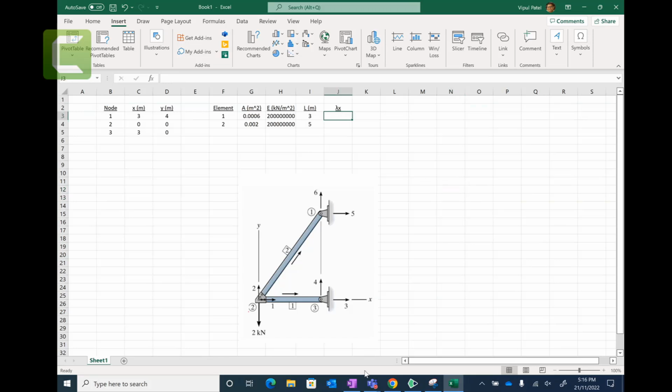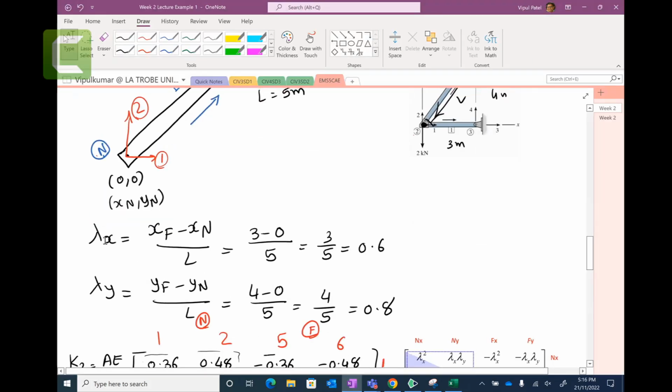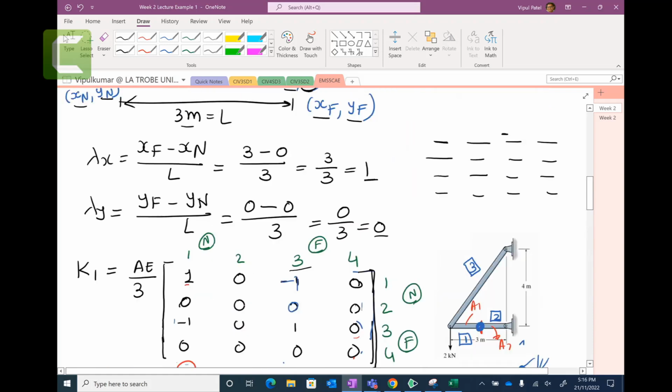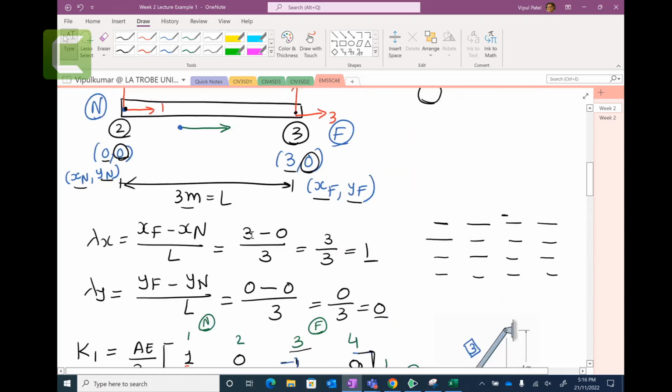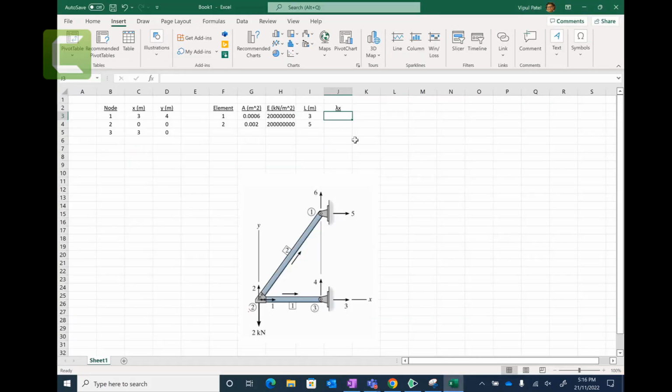So you remember lambda x for element number 1, how we calculated? That is, you remember x of 3 minus 0 over 5, right? So that is your lambda x here. So 3 minus 0 over 3. How did we calculate it? That is 3 and 4. So that's 3 minus 0 over 3. That's what we calculated. So I can show it to you.